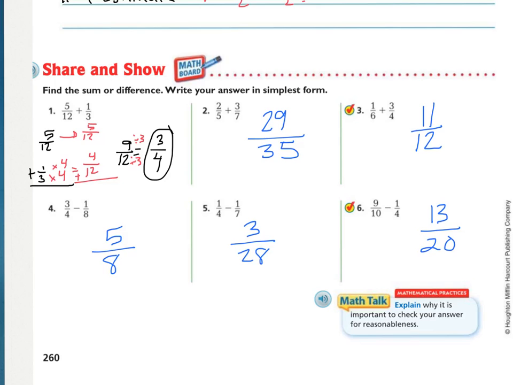So now, as you've checked your share and show, if you got any of them incorrect, please make sure that you added if it said add or subtracted if it said subtract. Also double check that you've reduced your fractions. So go ahead, work on your exit ticket and then the on your own and problem solving sections.